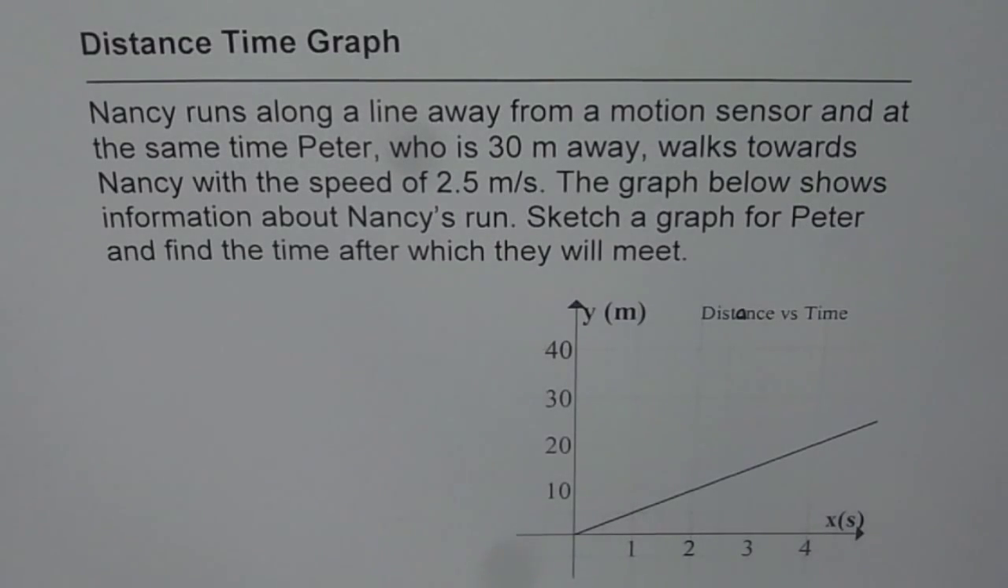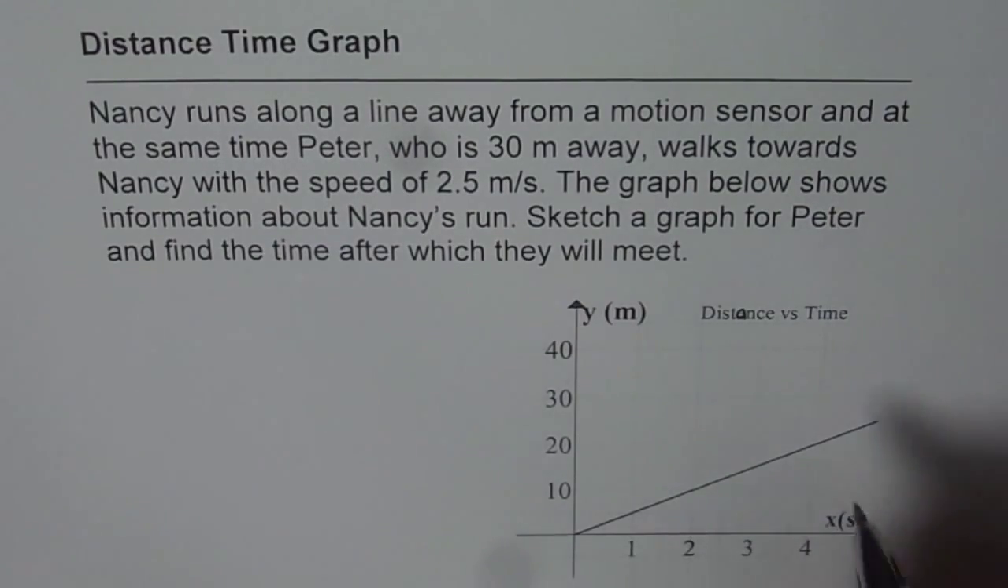Here is an interesting question on distance time graph. Nancy runs along a line away from a motion sensor, and at the same time, Peter, who is 30 meters away, walks towards Nancy with the speed of 2.5 meters per second. The graph below shows information about Nancy's run. Sketch the graph of Peter and find the time after which they will meet.